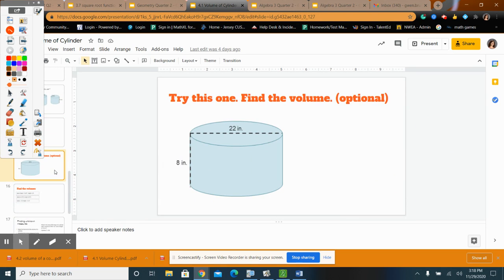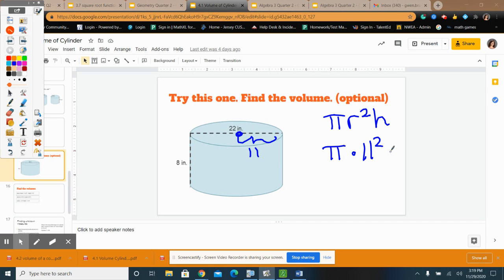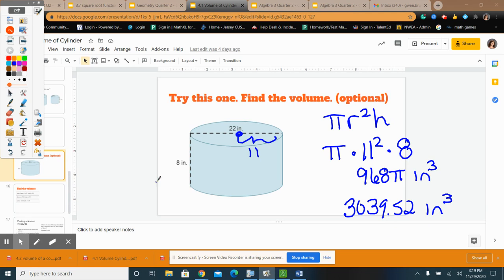We'll go ahead and try this one. Okay, pi r squared h. And we got to be aware that they did not give me the r. So we're going to find the r. Well, what would the radius be? It would be half of 22, which is 11. So it's pi times 11 squared times h, which is 8. You can type it in your calculator to get an exact 968 pi inches cubed, or you can type it in your calculator and get 3,039.52 inches cubed for the approximate.